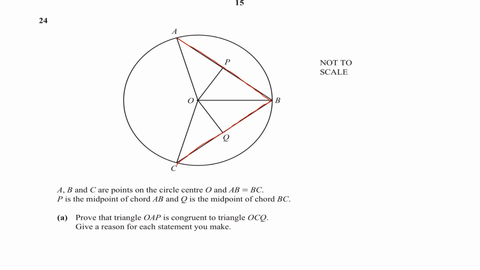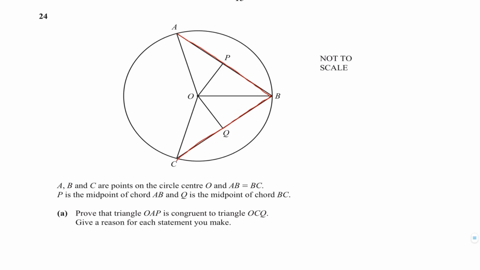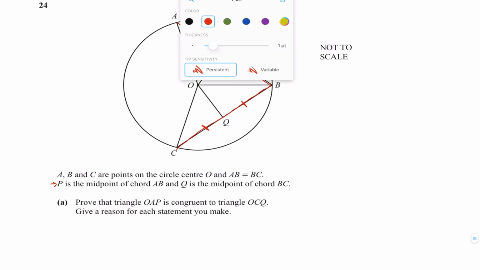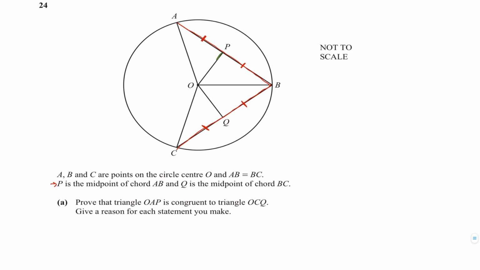Alright, so if P is the midpoint, I think I forgot to read this line. P is the midpoint of the chord AB and Q is the midpoint of the chord BC. So that means AP is going to be the same as PB and CQ is going to be the same as QB. Okay, so I have to prove that these two triangles OAP, so let's highlight them in green, is congruent to OCQ.